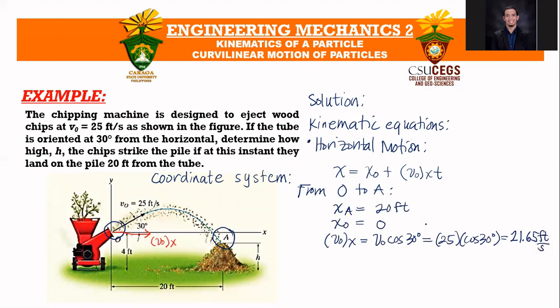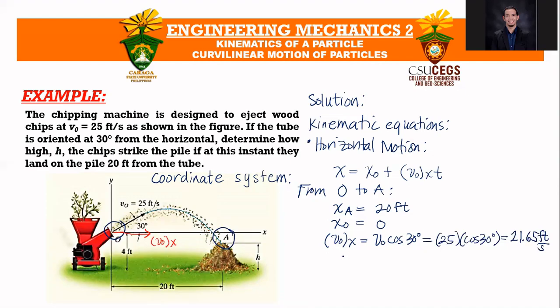And based sa given, ang kailangan lang nato pangitahon is the time t. That is the time from point O to point A, which mao na tong gamiton for the vertical motion kung magdetermine ta sa height h, and also sa XA, XO, and VX. These three are all positive since it acts along the positive x-axis.